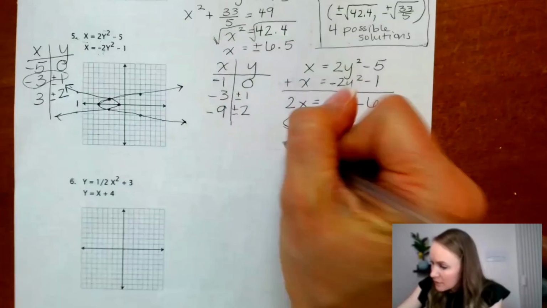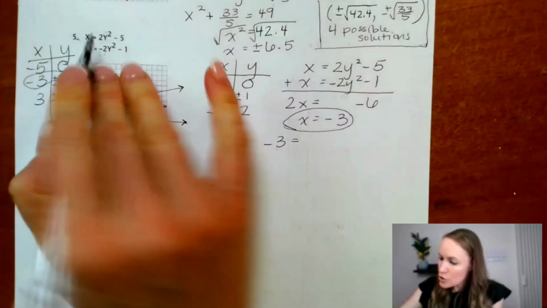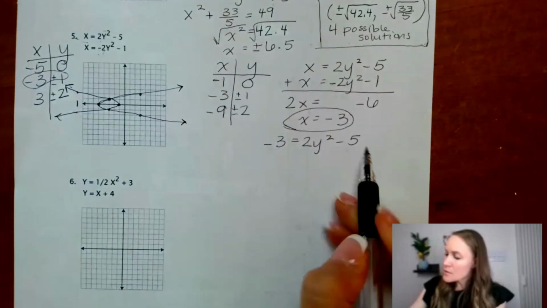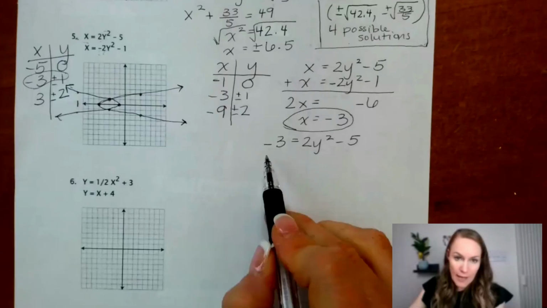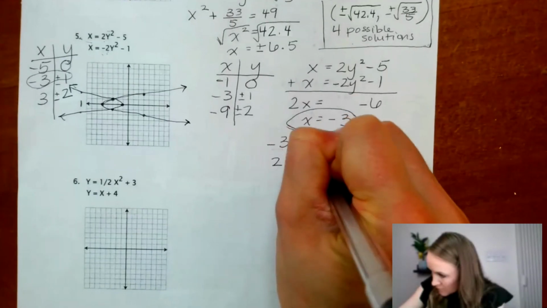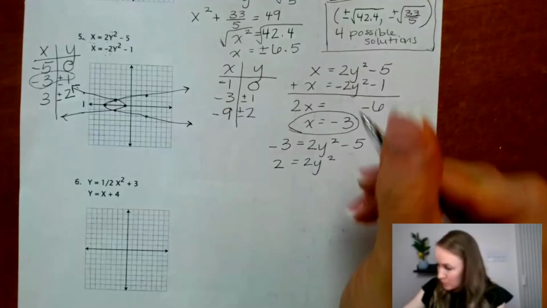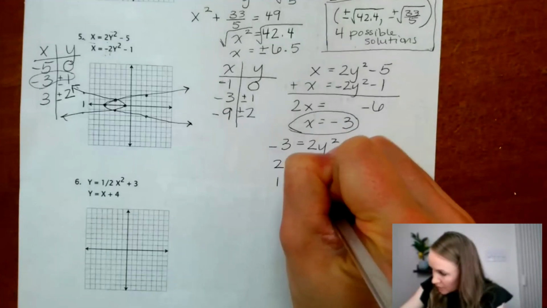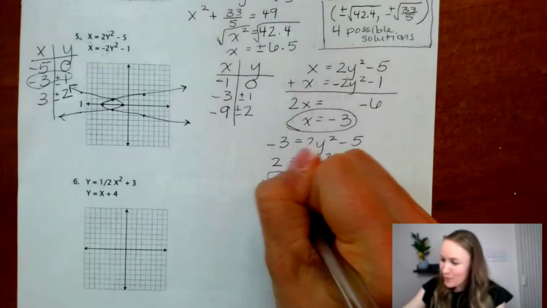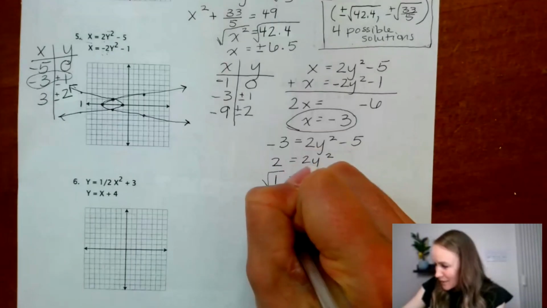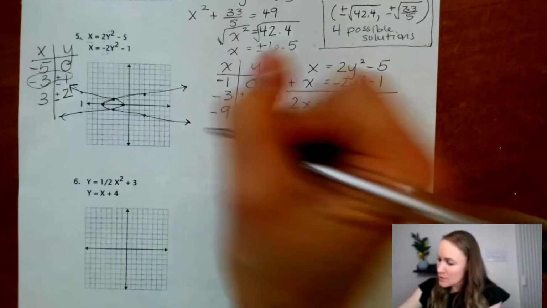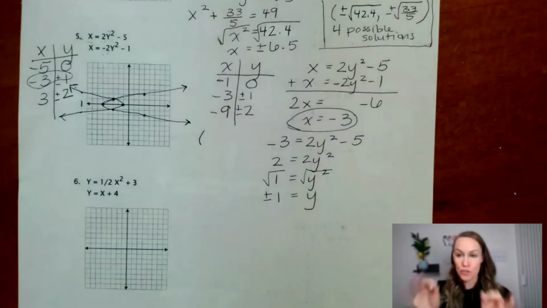So I'm going to have negative 3 equals 2y squared minus 5. So I'm going to go ahead and add 5. That gives me positive 2. Divide by 2. So I get 1 equals y squared. And then square root both sides, super easy. Then I get plus and minus 1 equals y. So my final solution is, so there's two ways to do this.